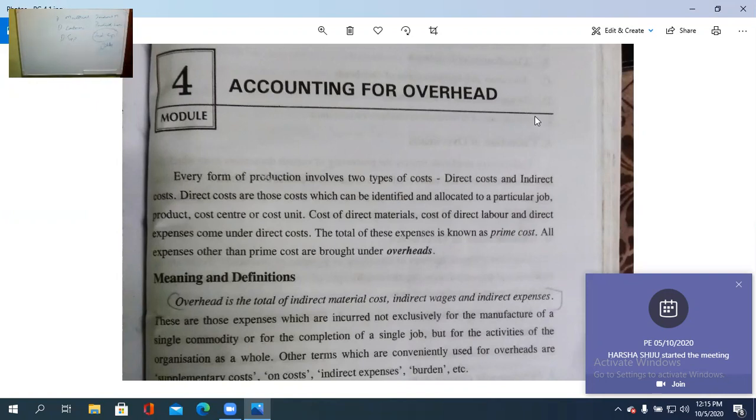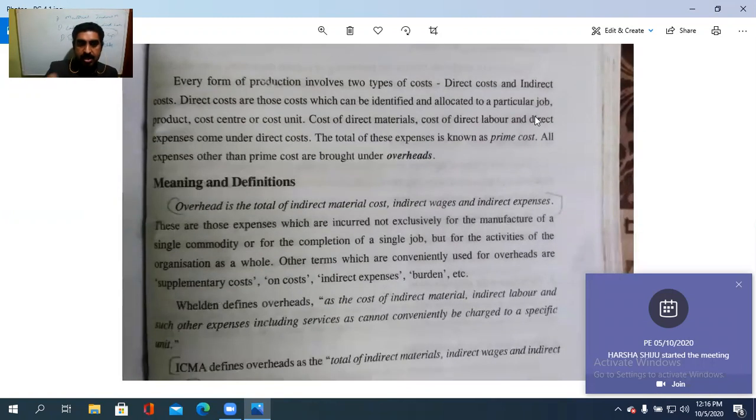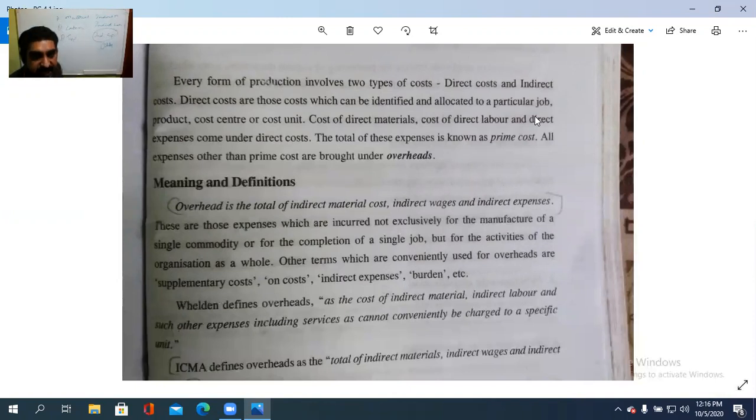So expenses that are other than the prime cost are under which one? Constituent overheads. So meaning and definition. Overhead is the total of indirect material cost, indirect wages, and indirect expenses.